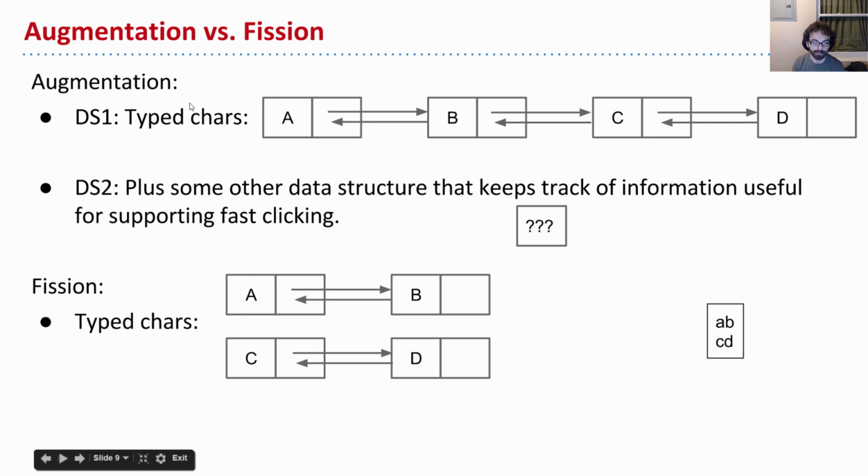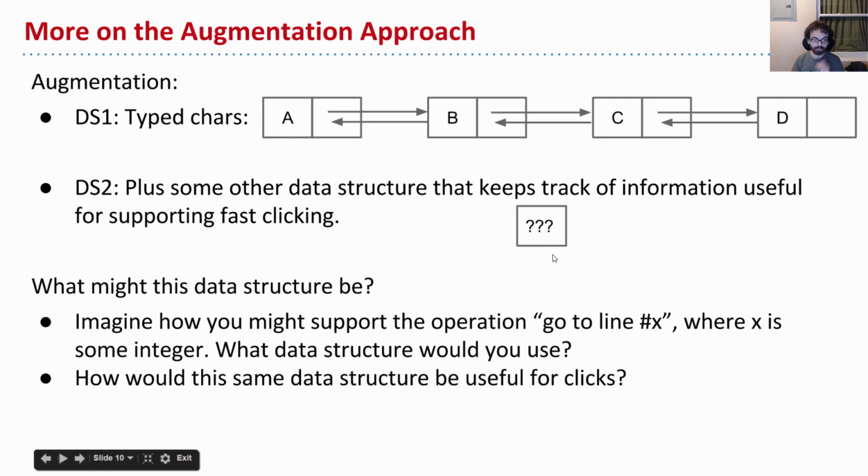And we think that this version is going to be easier, and this right here is just some extra information you need to make the operation of clicking faster. So what might this thing be? What is this data structure that could be fast? Well, I'm not going to spoil it here in this video, but I am going to make you think about this question. Imagine you wanted to support the operation go to line number X.